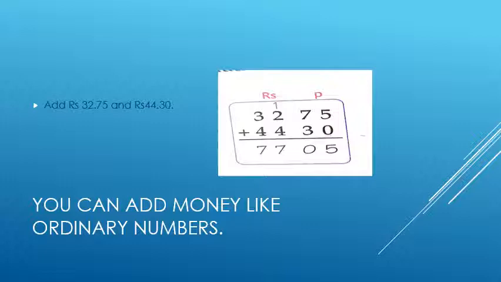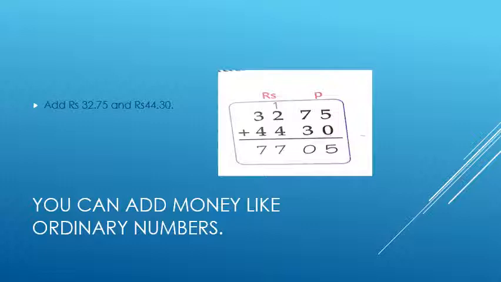Now you add like ordinary numbers. So we start adding from the right side. First we add 5 and 0. So 5 plus 0 is 5. So children, write 5 there. Now 7 plus 3 is 10. So write 0 there and 1 carry.